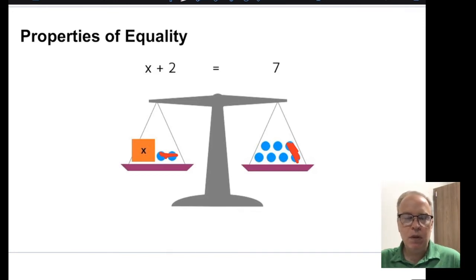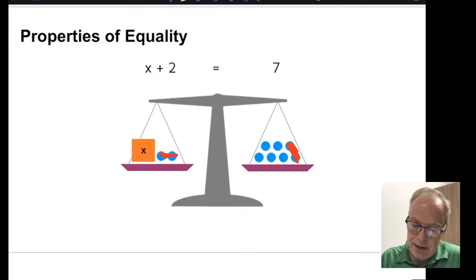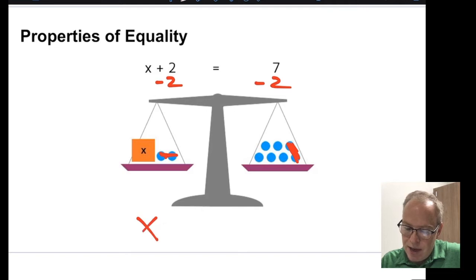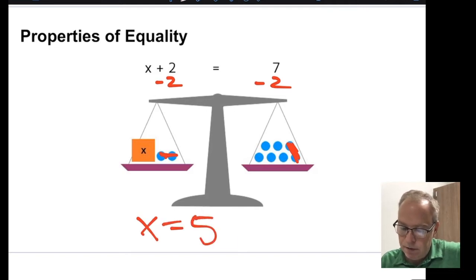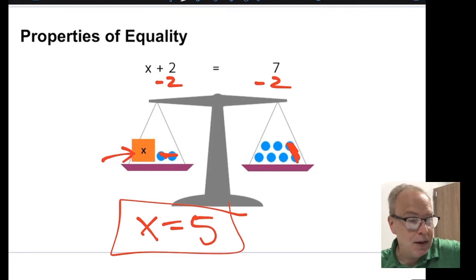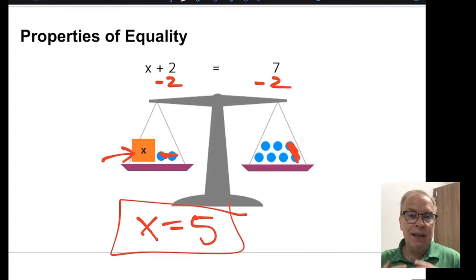Well, right here, we have an equation, and we're going to minus 2 on both sides. Perfectly legal move. It's the property of equality regarding addition and subtraction. So now we have x equals 5. And that's the answer, right? This box, it could be a basket. We don't know what it is, but it is the same thing as 5. And we use the property of equality to do that.